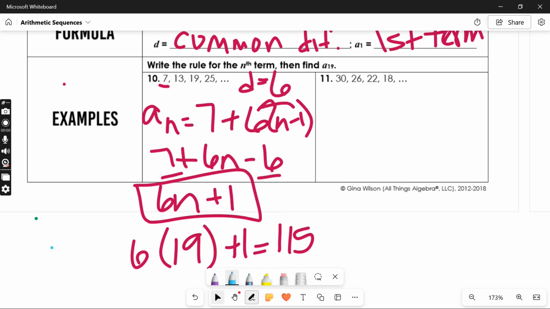Trying again. Our first term is 30, and then I need to find my common difference. What is happening from 30 to 26? From 30 to 26, we are subtracting 4.